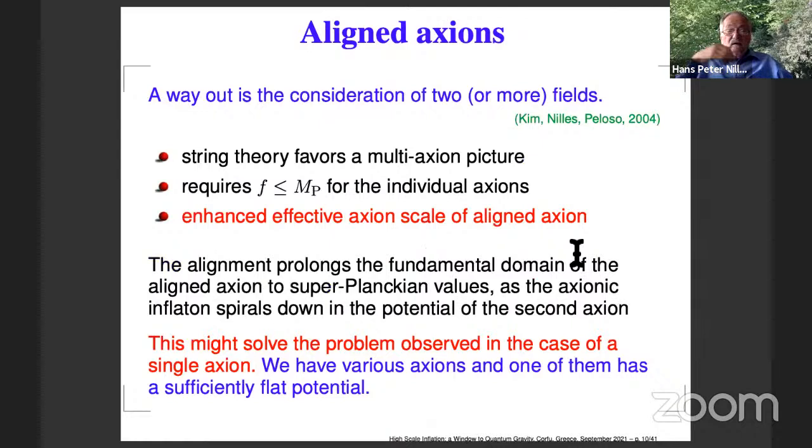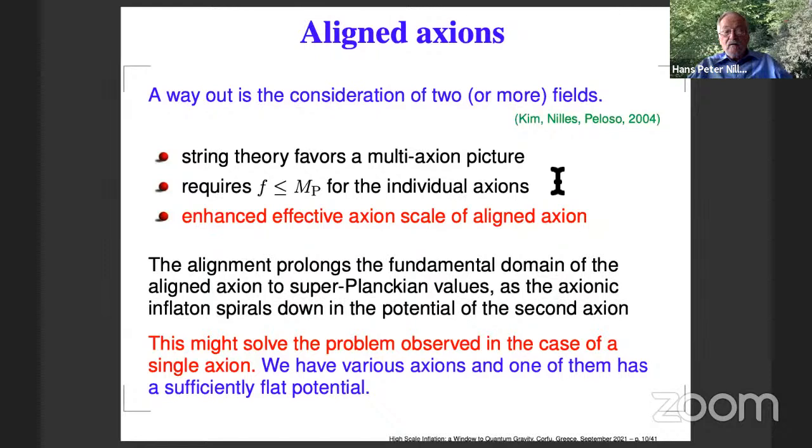Now, a way out might be the consideration of two or more fields. And that's something which we looked at in 2004. Of course, in string theory, we have several axions. So we can conceive a situation where we have, let's say, two axions, and both of the axions have a decay constant which is smaller than M Planck. So then everything is fine with all the dualities.